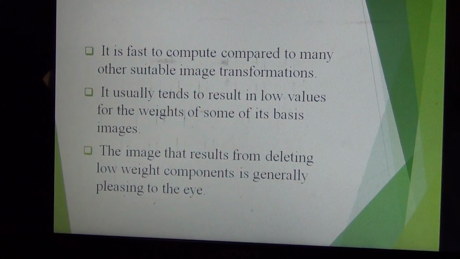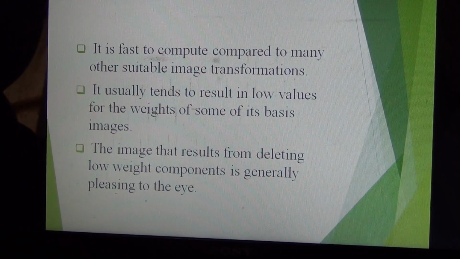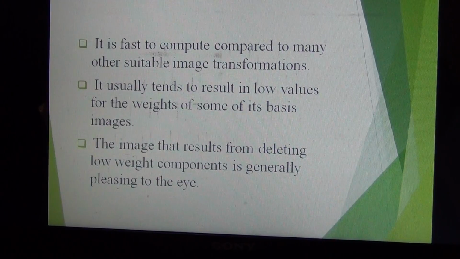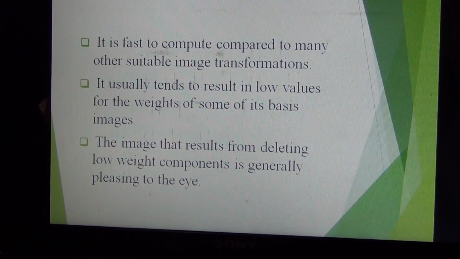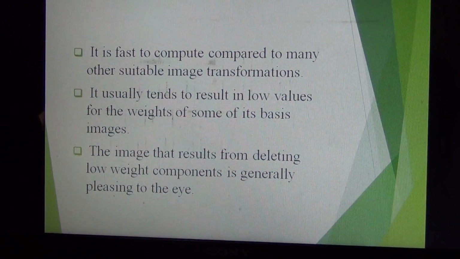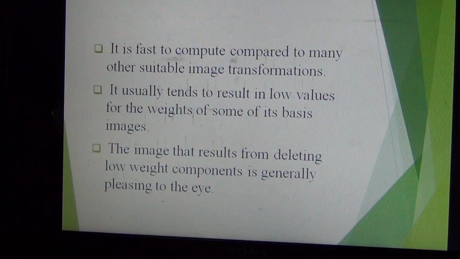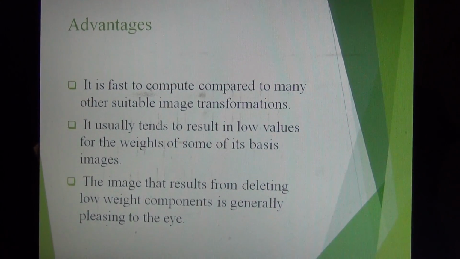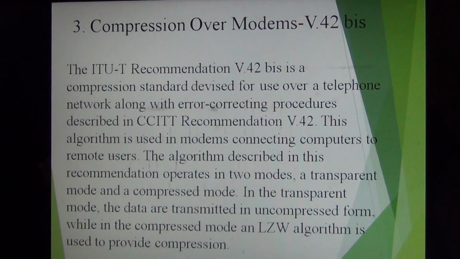Now the advantages: it is fast to compute compared to many other suitable image transformations. It usually tends to result in low values for the weights of some of its basic images. The image that results from deleting low weight components is generally pleasing to the eye.